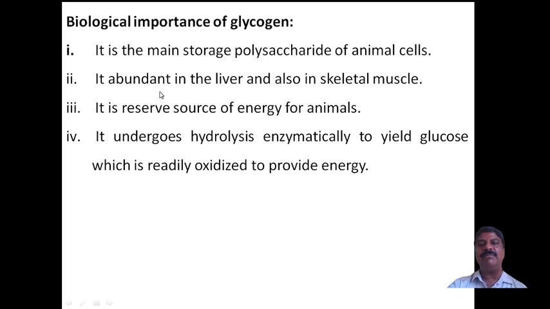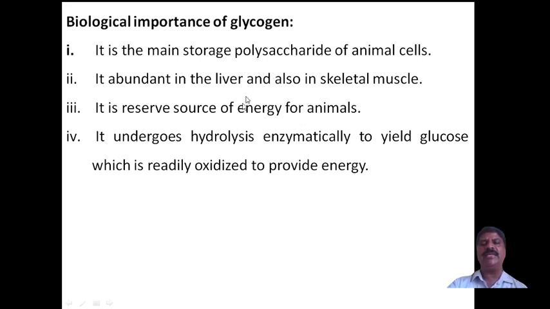Second, it is abundant in liver and also in skeletal muscle. Therefore, glycogen is richer in the liver than in skeletal muscles. Third, it is a reserve food, that is, an energy reserve of animals.